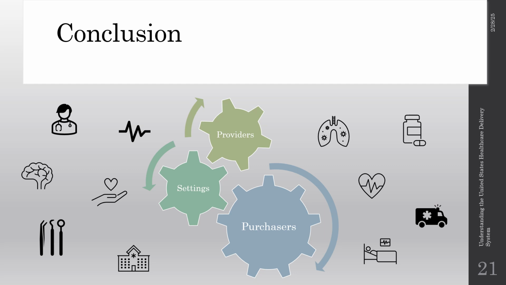In conclusion, the United States healthcare delivery system is unique and complex. The three most impactful components of healthcare delivery, providers, settings, and purchasers, work together to achieve a common goal, the delivery of safe, efficient, high-quality medical care. Equity and accessibility must be prioritized when developing a patient's plan of care.